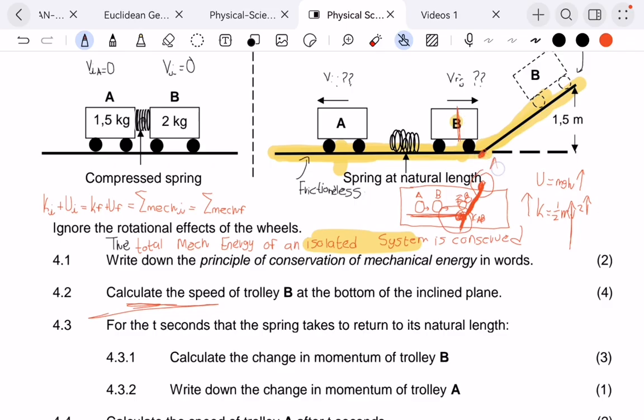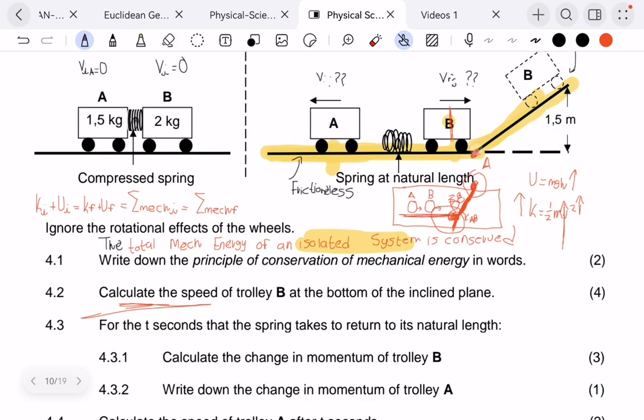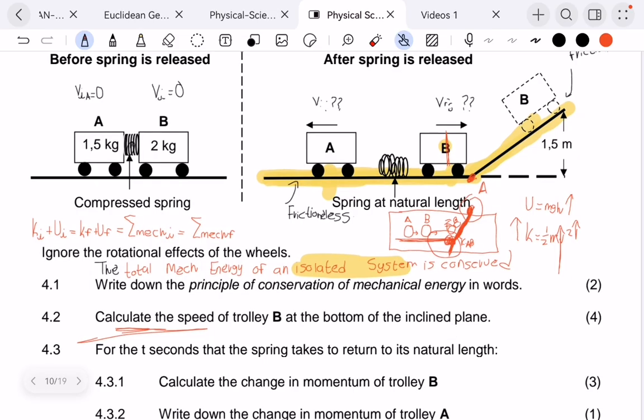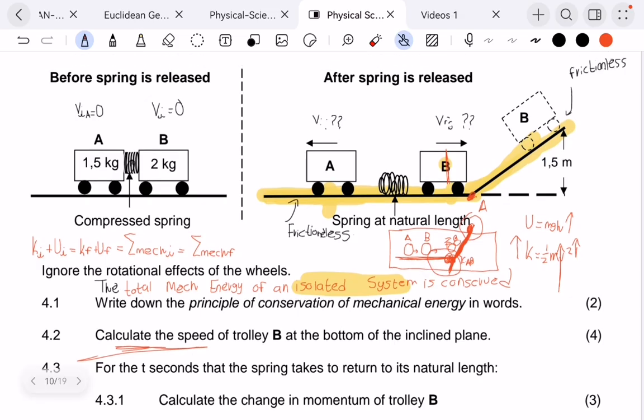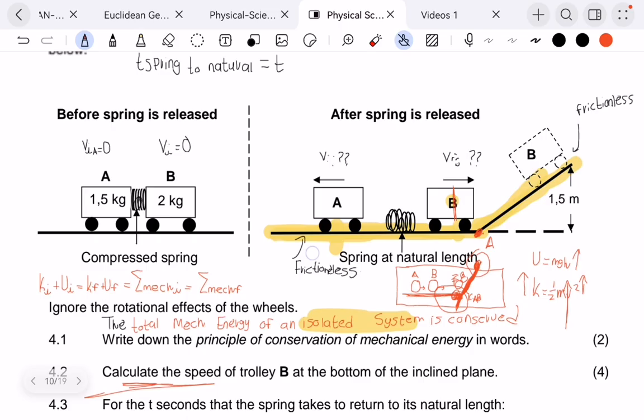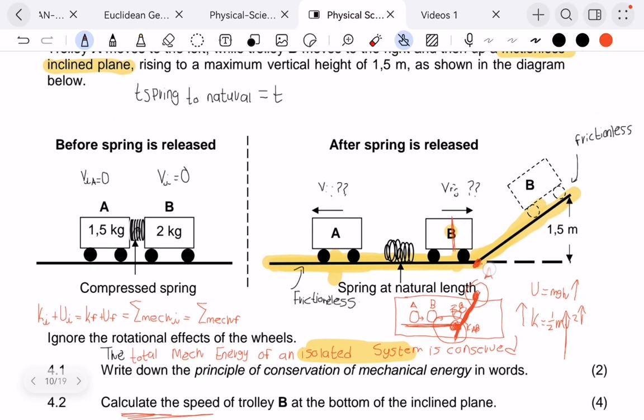Let me label this as point A, right? Because we have an isolated system, we can use the principle of conservation of mechanical energy. Let me label this as point A, and then the top one as point B.